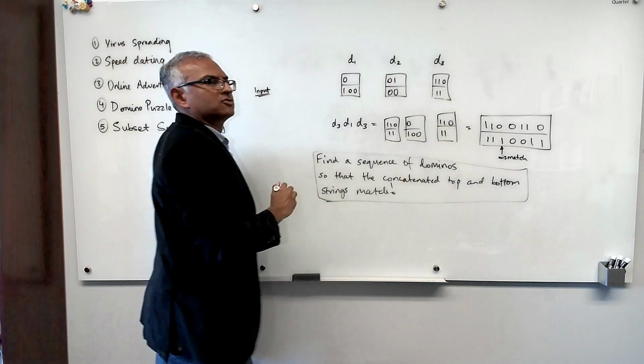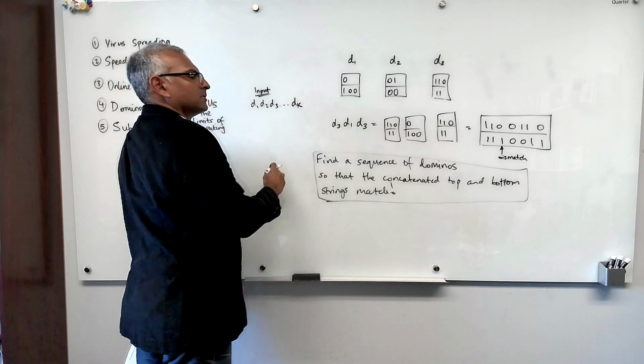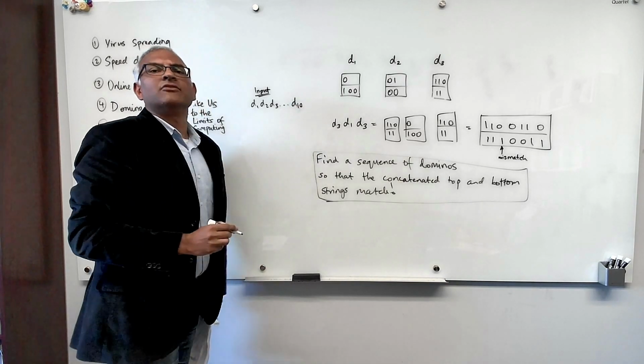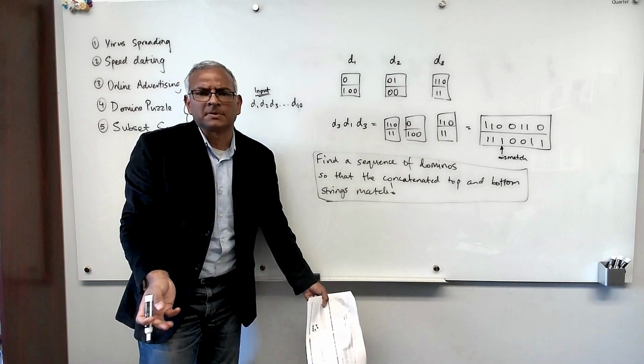I give you a set of dominoes, D1, D2, D3, let's say up to DK. So I have K, maybe 10, who knows? I give you a set of dominoes. And I could specify the input in an input file.